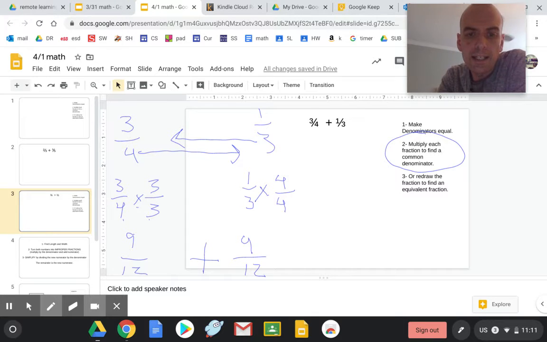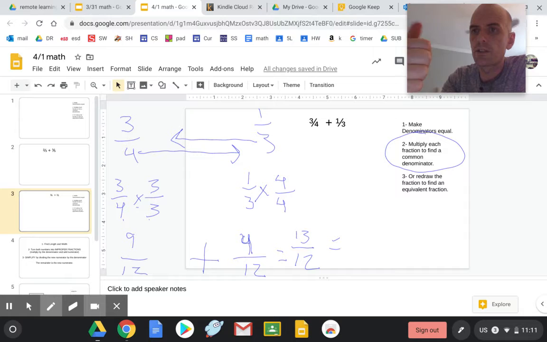Then 9/12 plus 4/12 is 13/12. But I can't leave my answer in that stage. I have to simplify, which is something a lot of you have been forgetting. 13/12, 12 goes into 13 one time. And then there's 1 left over. So 1 and 1/12.